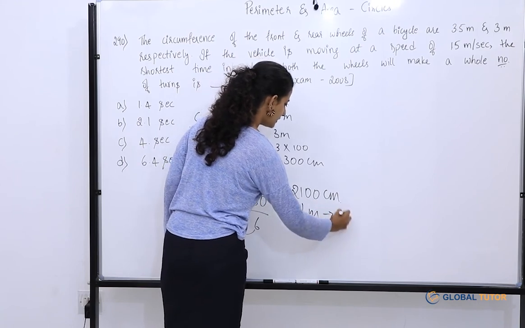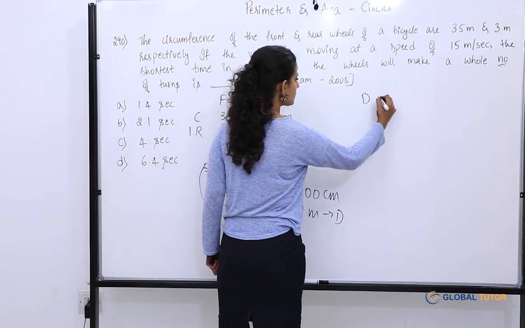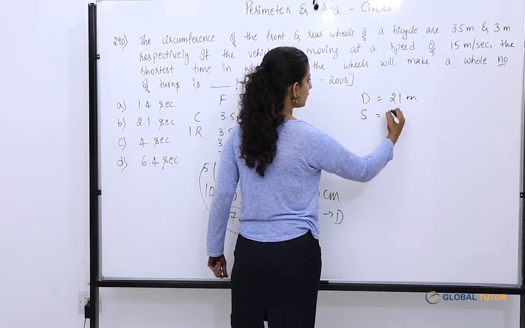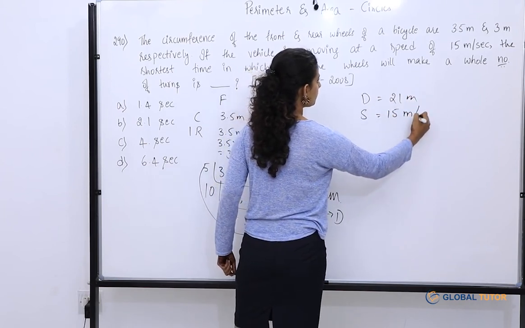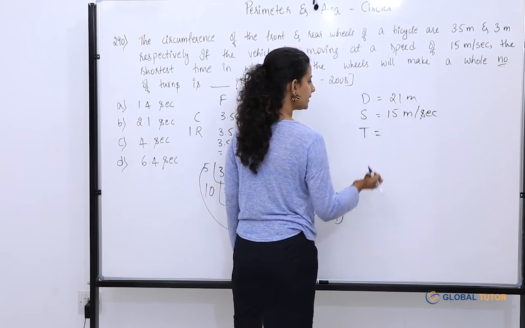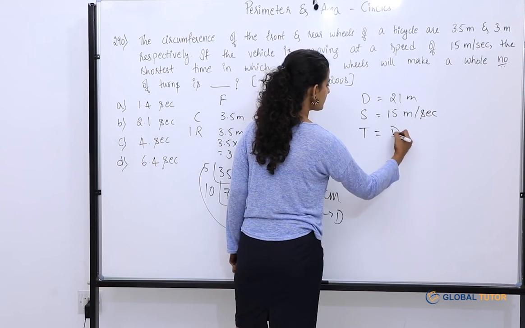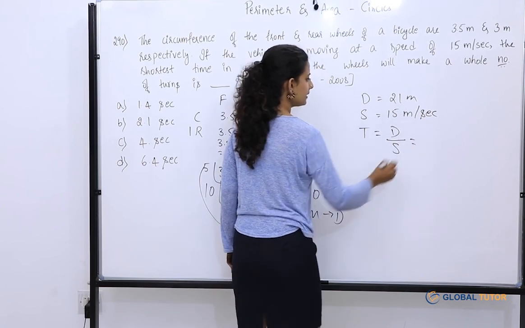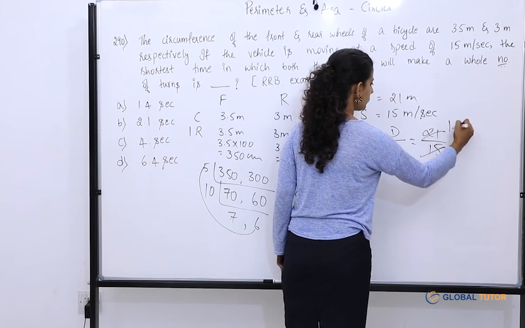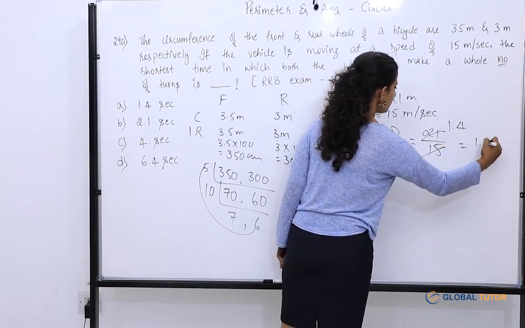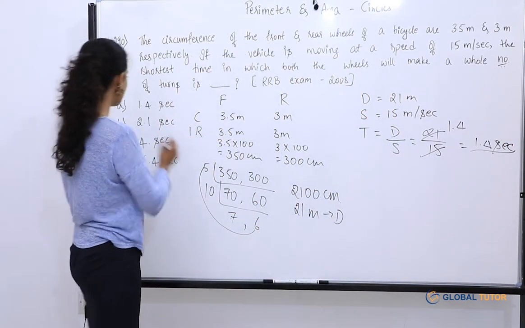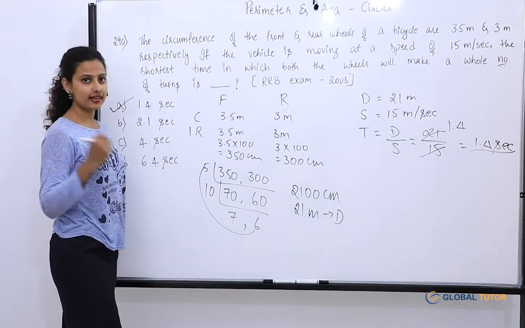This is the distance. Now we have the distance which is 21 meter and we have the speed given in the question which is 15 meter per second. We also know how to calculate time, that is distance divided by speed, that is 21 divided by 15. So this will be 1.4 seconds. So option A, 1.4 second is the right answer.